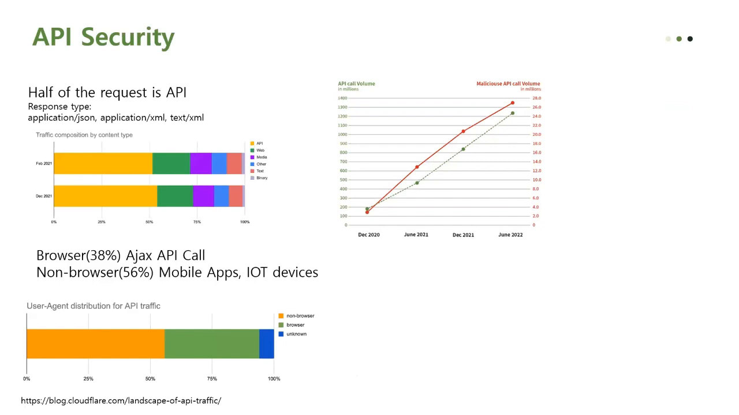Next topic is API security. According to reports, now half of the web traffic is API, and this number is increasing every year. As API traffic increases, you can see that malicious or attack-related API traffic has also increased.